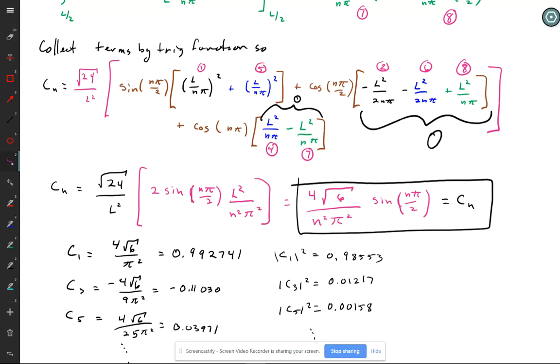And then the sine. Now the sine is just every quarter of the way through. So if n equals 1, sine of n pi over 2 is 1. N equals 2, it's 0. N equals 3, it's minus 1. N equals 4, back to 0. N equals 5, it's 1, and so on. So we're only going to have odd answers. The even answers are all going to be 0, and then the odd ones are going to alternate in sign. So I just did the first three here, C1, C3, and C5.